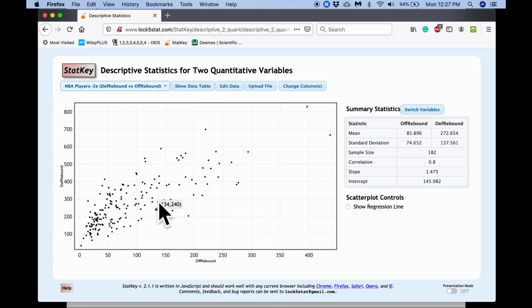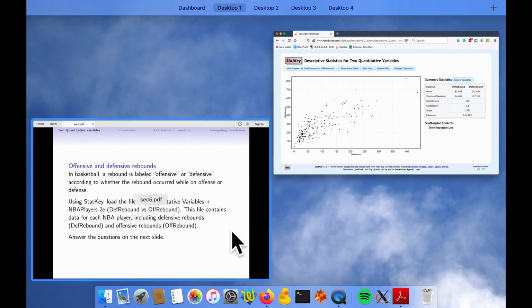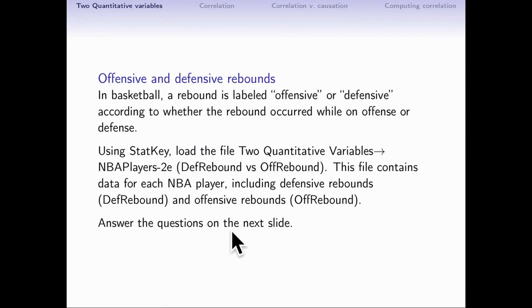So as you go from dot to dot, you're moving through different players in the NBA and you're looking at pairings of their offensive rebounds and their defensive rebounds. And this is what's called a scatter plot. It's a way of representing interactions between a pair of quantitative variables. Okay, let's go back to the course notes here and look at a series of questions that I want us to answer with respect to that scatter plot. And they're on the next slide here. Let's go to that.